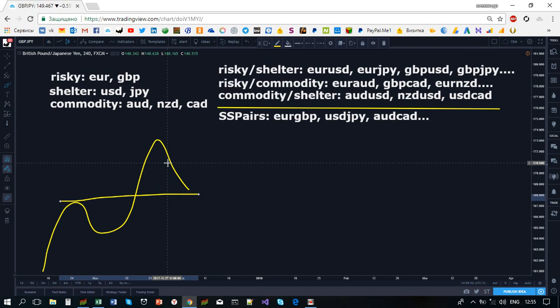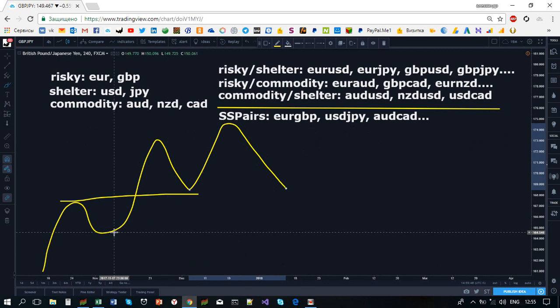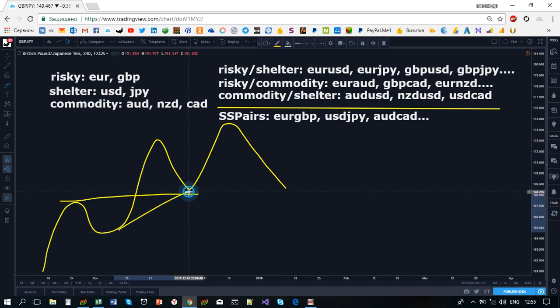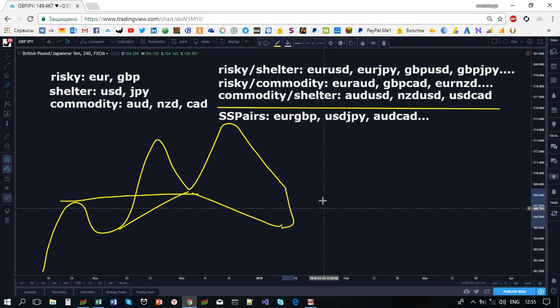Prominent swings and a very clear picture, something like this. So if we talk about the cipher pattern, yes, I was talking about the cipher pattern on Friday, and I taught the rules of identification, trade execution, and trade management of this pattern.